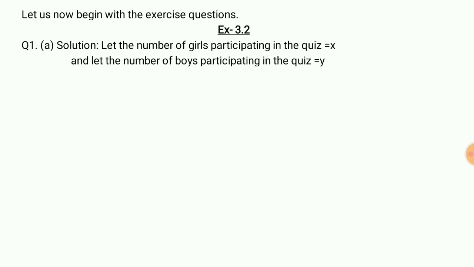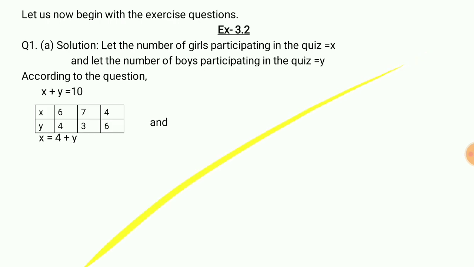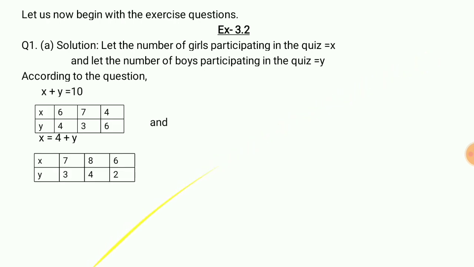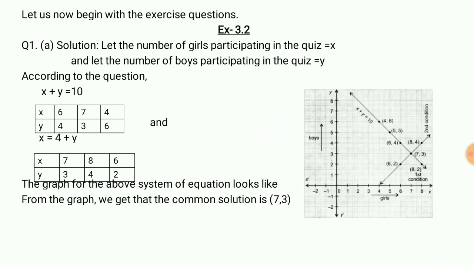Just see the question number 1 of your exercise. 10 students of class 10 took part in mathematics quiz. If the number of girls is 4 more than the number of boys, find the number of boys and girls who took part in the quiz. You were supposed to find out the number of boys and girls participating in the quiz.